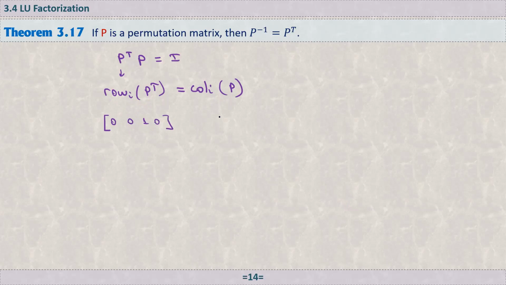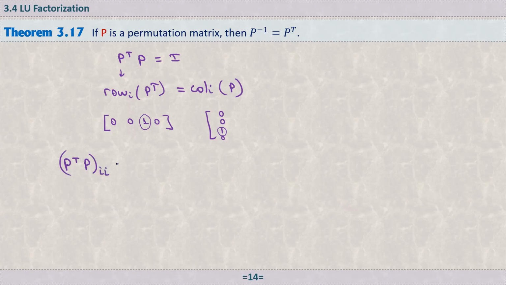And the ith column of P should be something like this: 0, 0, 1, 0. And the third entry is 1. Also, this one, the third entry is equal to 1, right? It means this. Okay, so from here, let's talk about P transpose P.